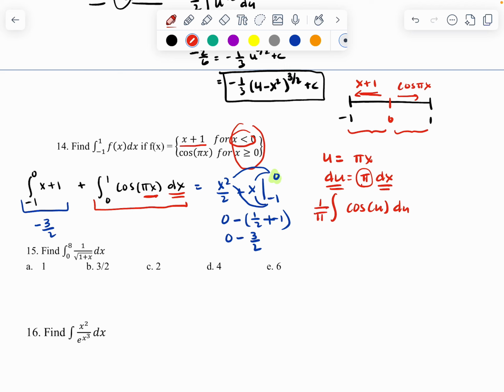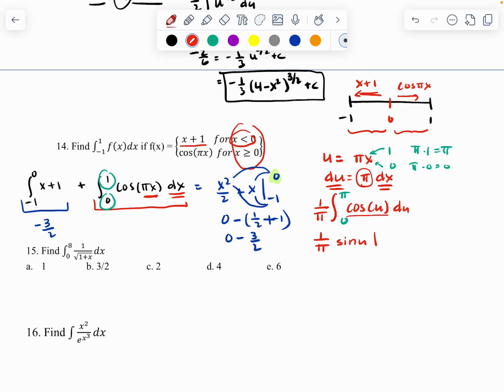Now, plugging these in for our boundaries, remember every time you do u sub, you have to change your boundaries. If I put a 1 into here, I'm going to get pi times 1, which is pi. So my upper bound is pi. If I put the 0 into this x here, I'm going to get pi times 0, which is 0. So my lower bound did not change, which is good. Okay, now integrating this, I'm going to have 1 over pi. The integral of cosine of u is sine of u, evaluated from 0 to pi.